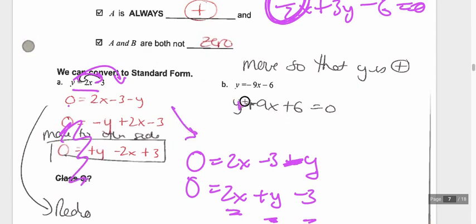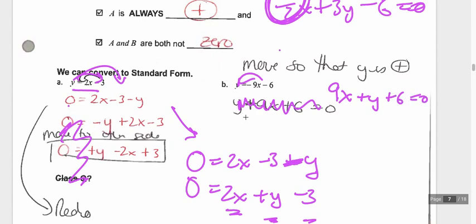You want to have the x first, okay? So here I have this 9x. I'm going to bring this over here. 9x brought over to this side. Y stays where it is, and then the 6 becomes plus 6 equals 0.